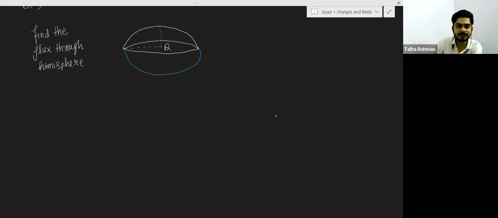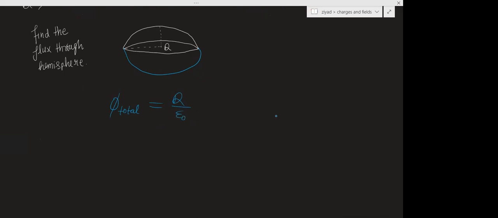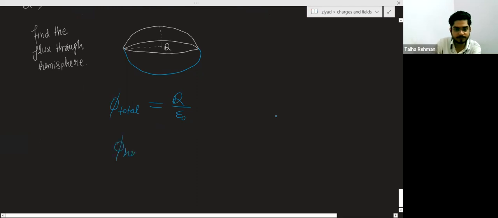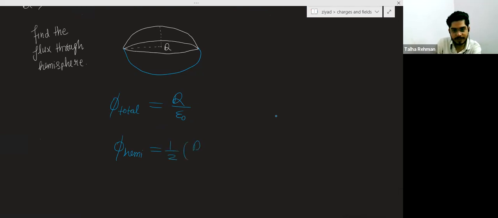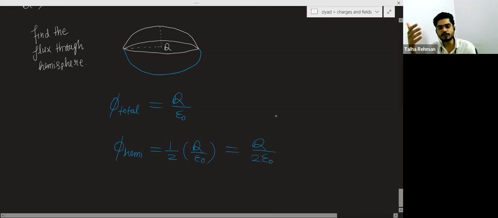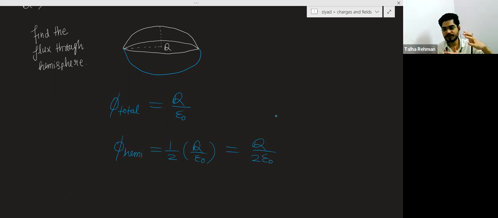So what is the total flux through the sphere? It will be q by epsilon naught, and the hemisphere is half of this sphere. So if you want to find the flux through the hemisphere, you will write half of q by epsilon naught. This is your answer, q by 2 epsilon naught. So in these types of questions, you have to just complete the geometry, meaning make a closed figure, and accordingly you can divide the flux.